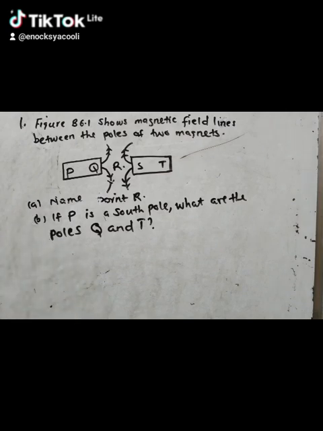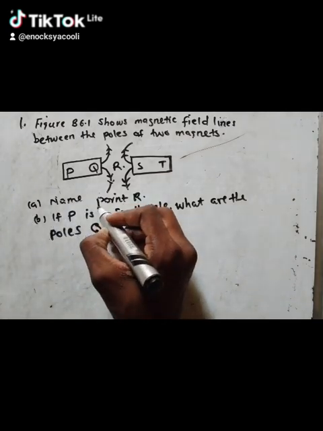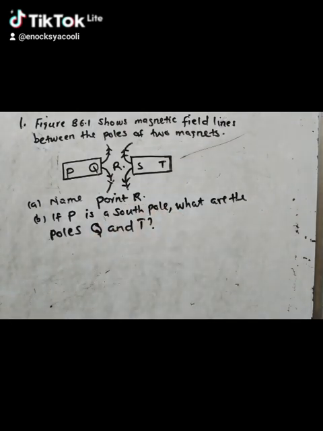So the first question says, name point R. Then the second question says, if P is the south pole, what are the poles Q and R? Now, let's see the behaviors of magnets.